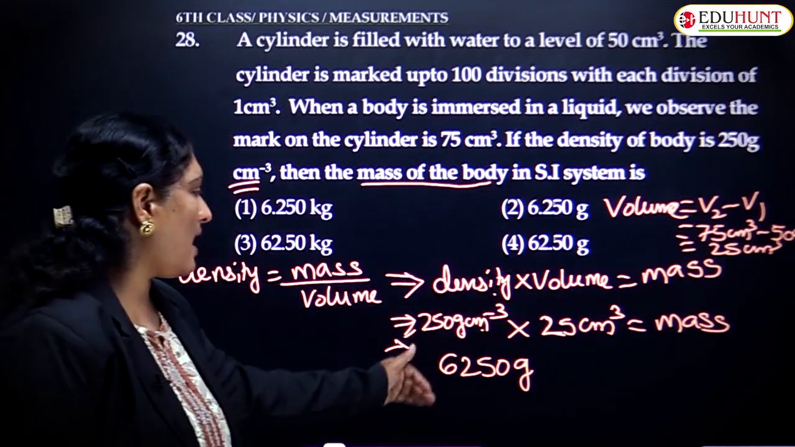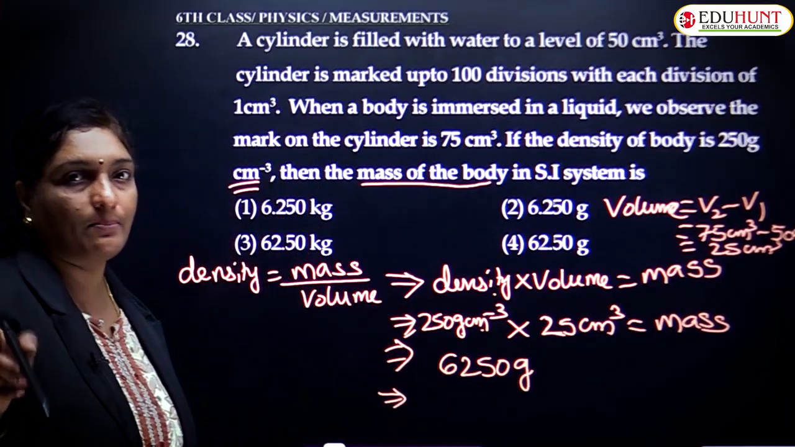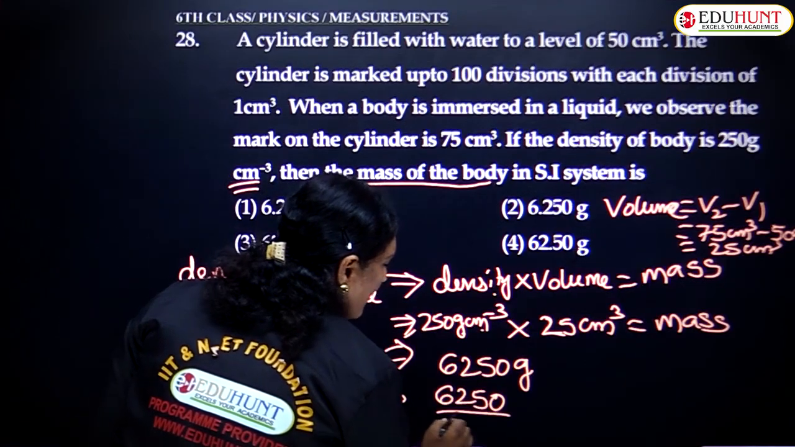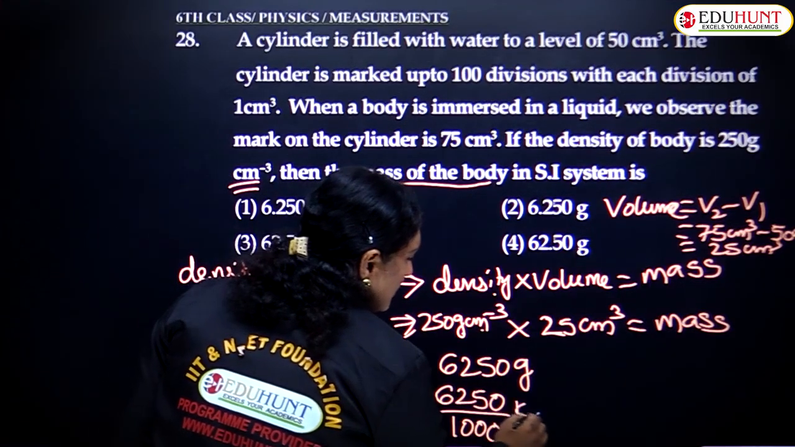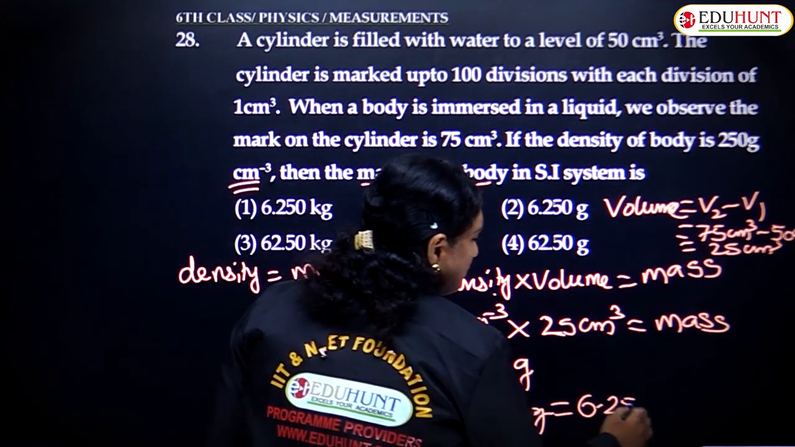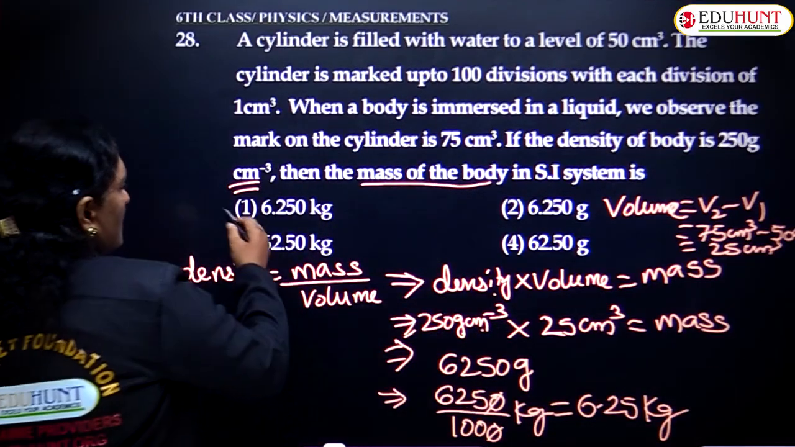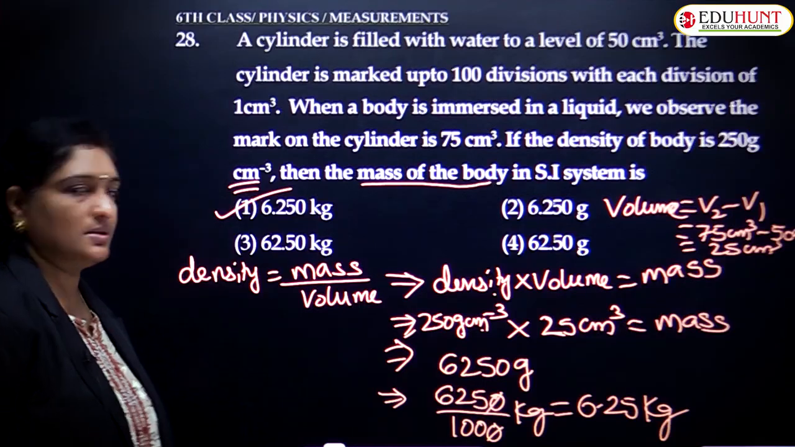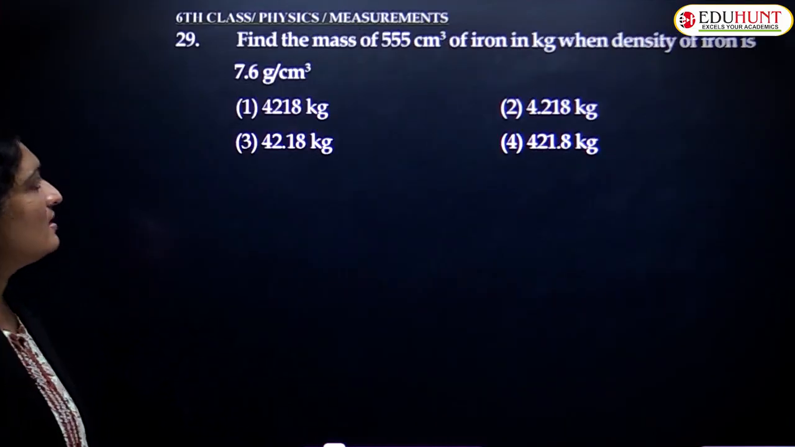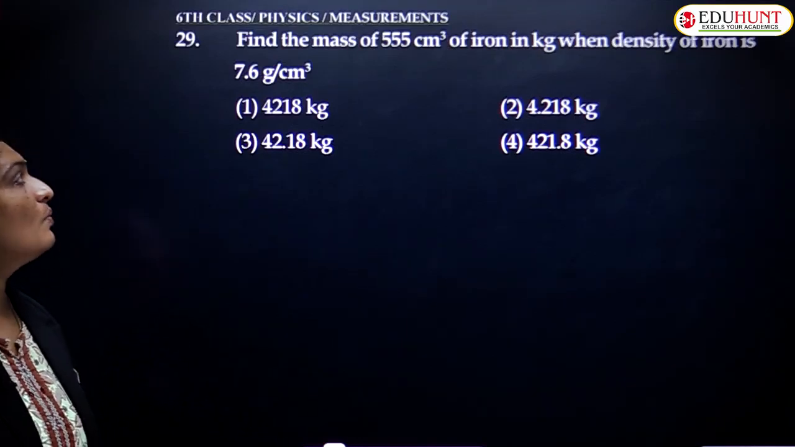In order to convert grams to kgs, what you need to do? 1 gram equals 1 by 1000 kgs. So 6250 grams equals 6250 by 1000 kgs. Now simplify, how much will it be? It will be 6.25 kg. What is the answer? 6.25 kgs. Got it children? Okay.